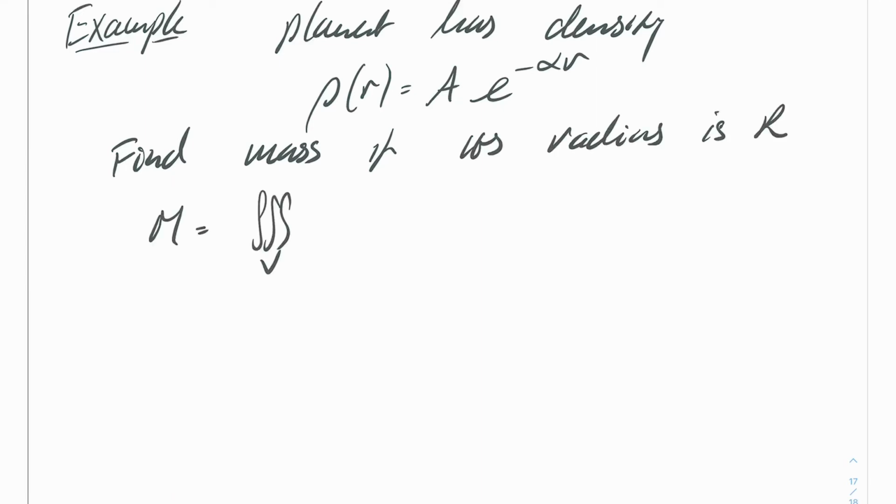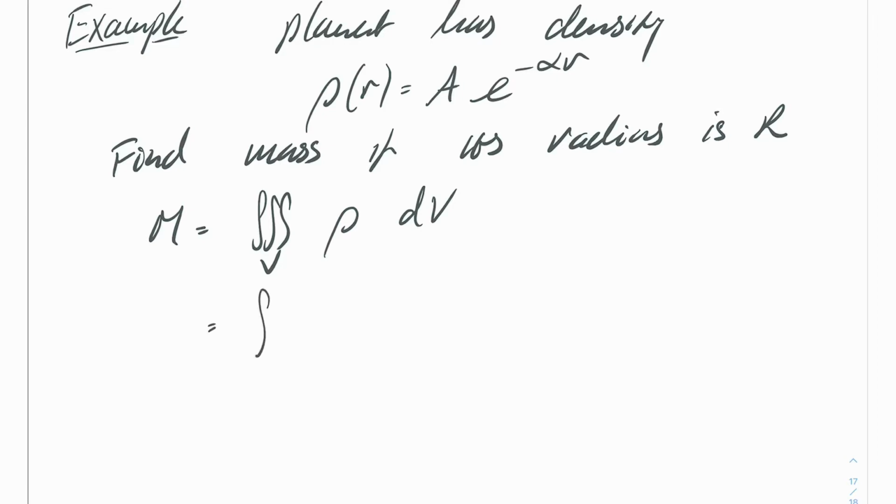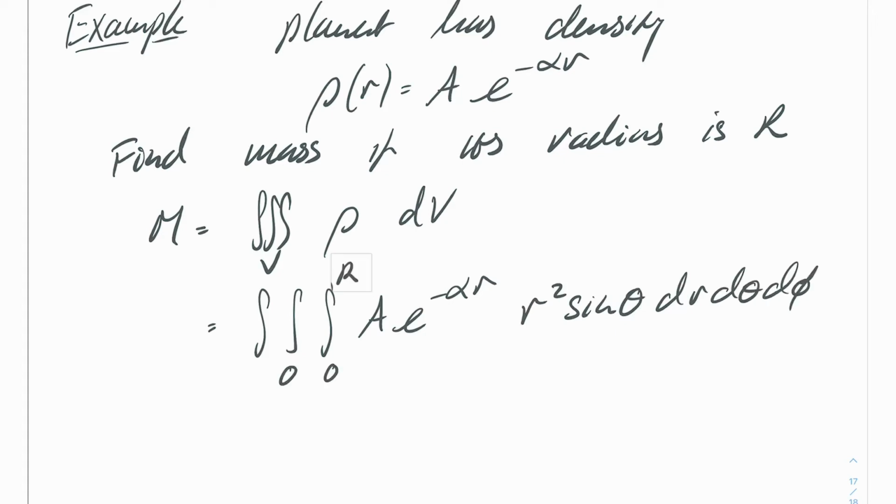It's a triple integral over a volume of the density times the volume element. Now, in Cartesian coordinates, this would be a fairly horrible problem to try and work out. In spherical polars, it's relatively easy. So I write this down as a triple integral, and let's put on the limits. So r is the inner one, theta goes from 0 to pi, and phi goes from 0 to 2 pi. Now, how do we go about this integral?